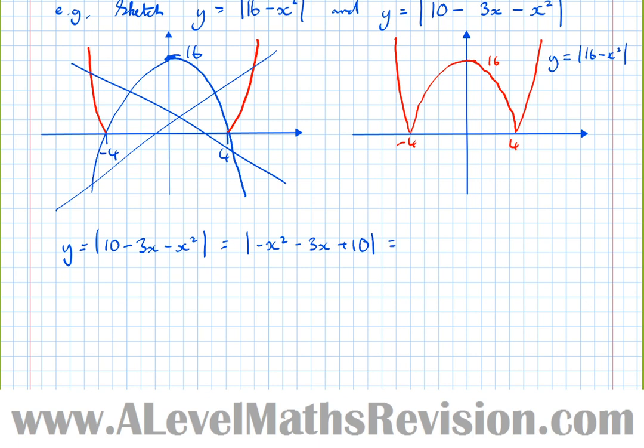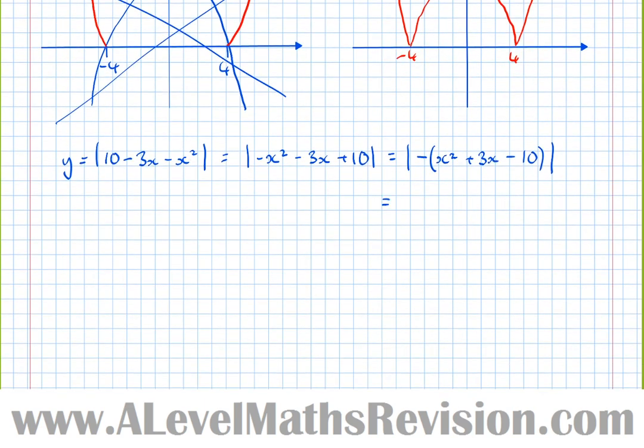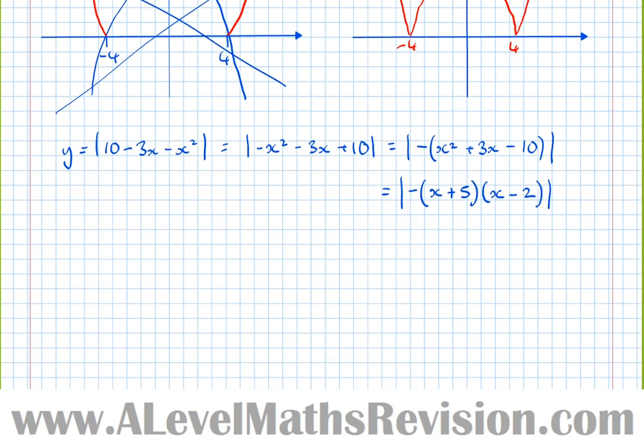So equals the modulus of minus x squared plus 3x minus 10. Like that. Equals, let's try and factorize it. Modulus of minus, and it should factorize x plus 5, x minus 2, and there we're ready to sketch it now.